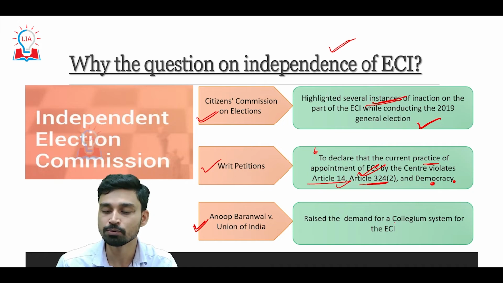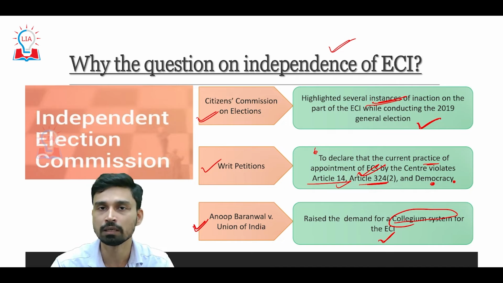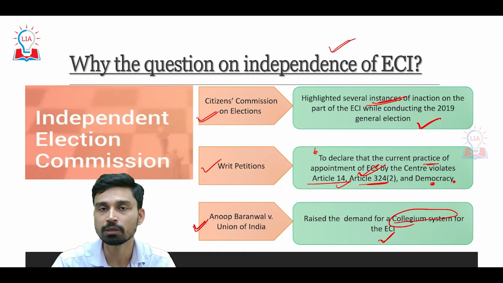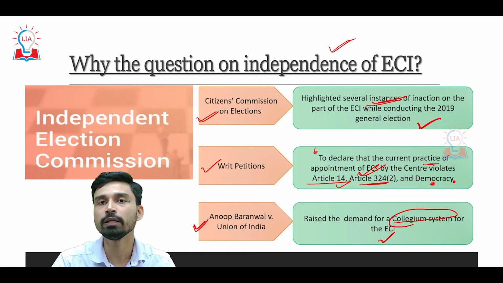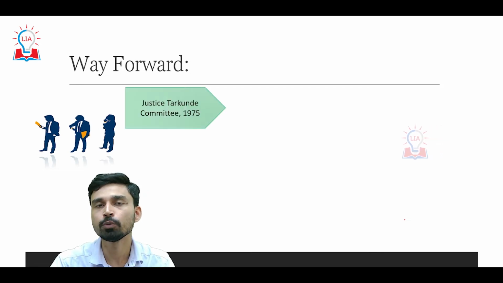Recently, also in Anup Baranwal versus Union of India, the demand has been raised that a collegium system should be established, with representation from the government as well as the judiciary, to ensure that the process followed during the appointment of election commissioners is impartial and not fully controlled by the government itself.